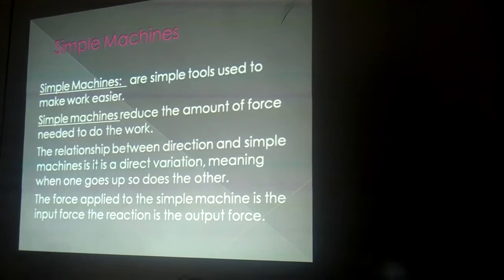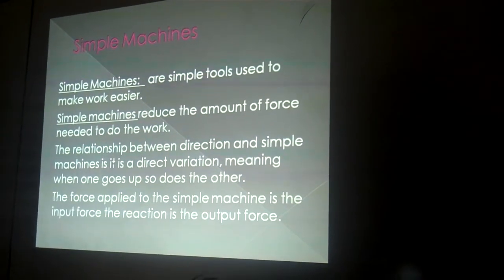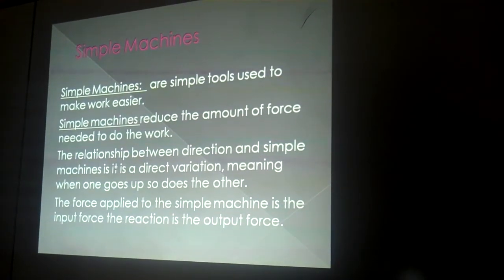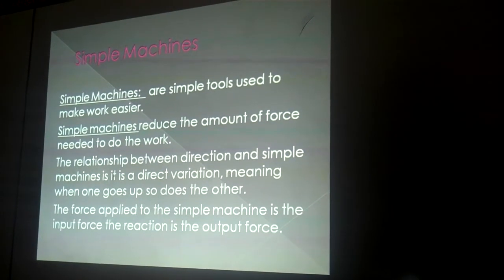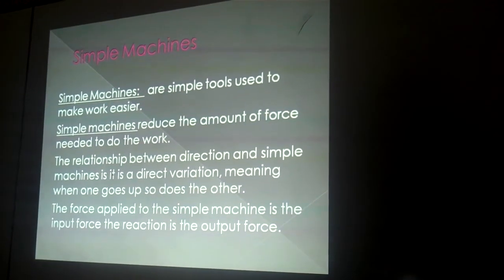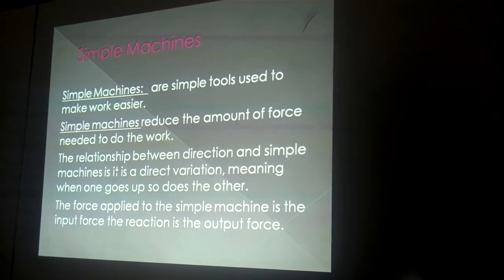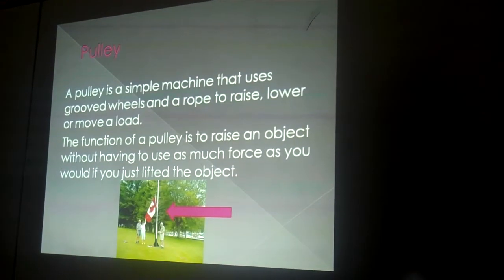The relationship between the direction and simple machines is a direct variation, meaning when one goes up, so does the other. The force applied to the simple machine is the input force, and the reaction is the output force.